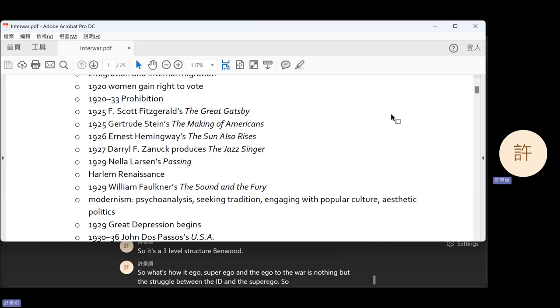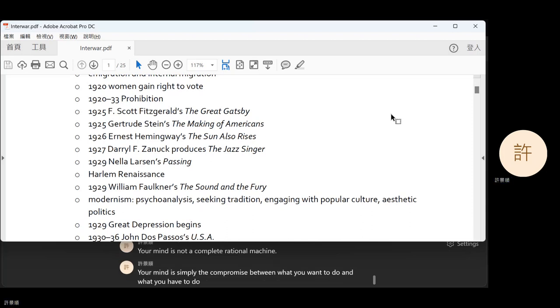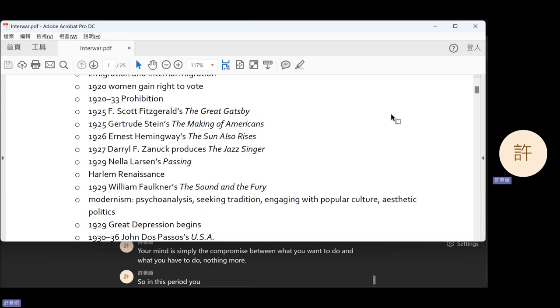So Freud is saying something like, you are not a complete person. Your mind is not a complete rational machine. Your mind is simply the compromise between what you want to do and what you have to do. Nothing more. So in this period, you have concerns about psychoanalysis and psychology.